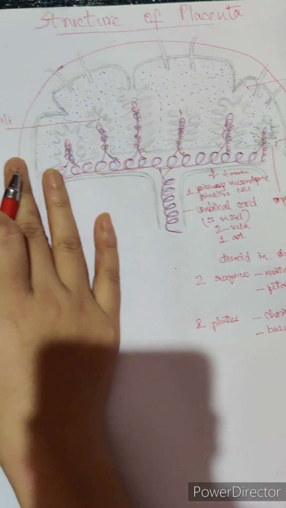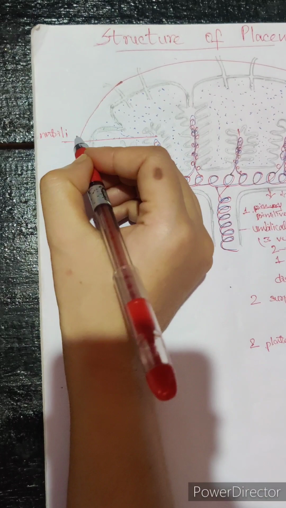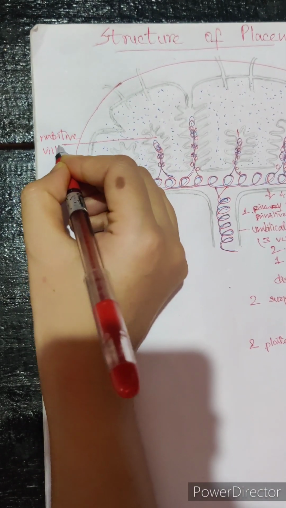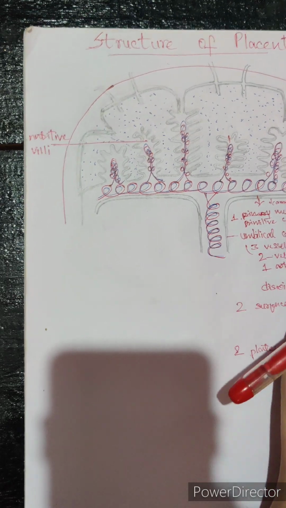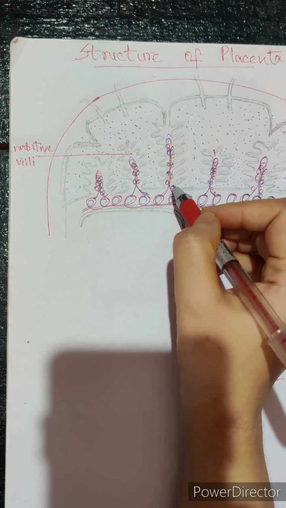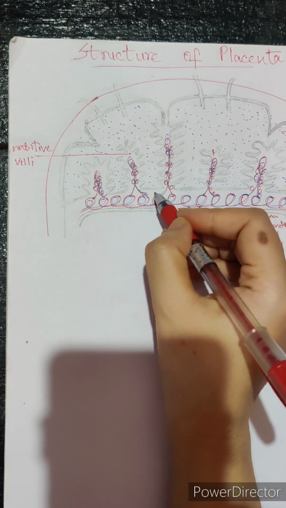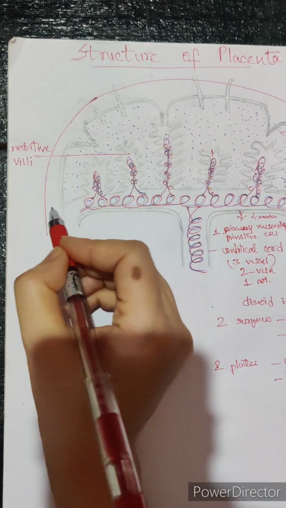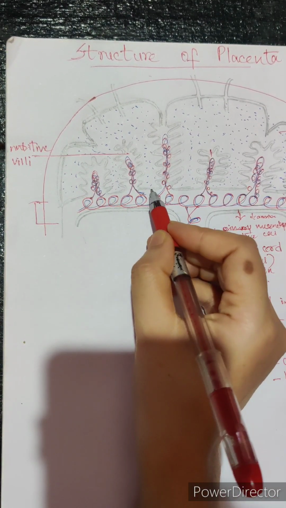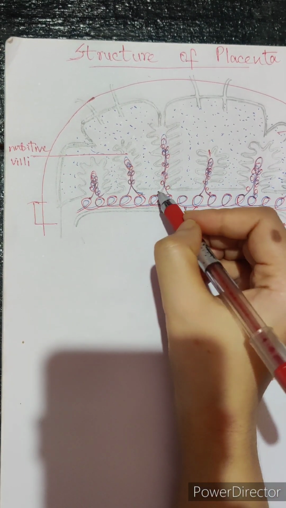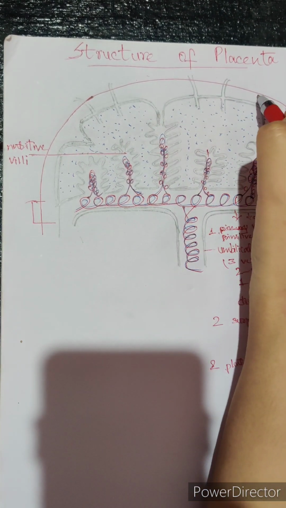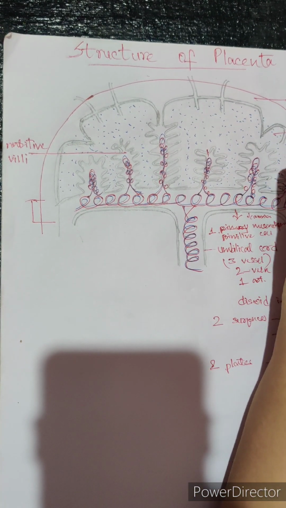These are known as nutritive villi. Okay, and as you can see, in this villus, it opens up from the chorionic plate. This portion is the chorionic plate. So it opens up from the chorionic plate and reaches to meet the basal plate.